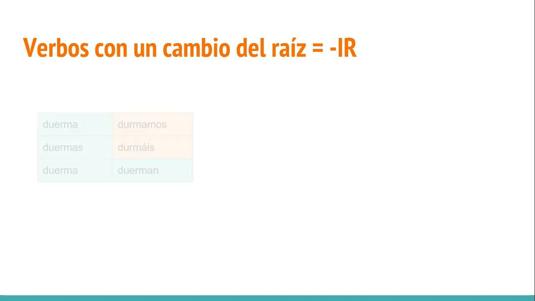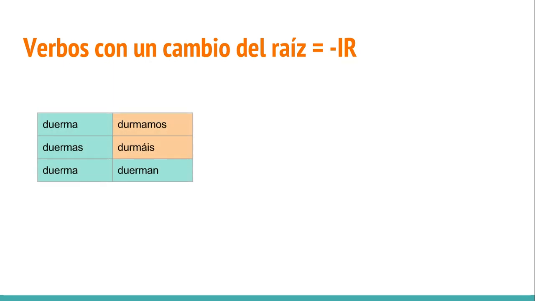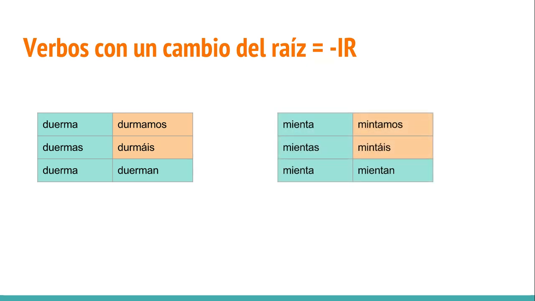IR verbs have special rules. IR verbs stem change inside the boot. Duerma, duermas, duerma, duerman. They stem change in the same way they did in the present tense, which is fairly easy to remember. However, outside of the boot, in the nosotros form and the vosotros form, these verbs continue to stem change with O's changing to U's and E's changing to I's. So you have durmamos and durmáis. Or with the verb mentir, you have mienta, mientas, mienta, mientan inside the boot, and mintamos, mintáis outside of the boot.